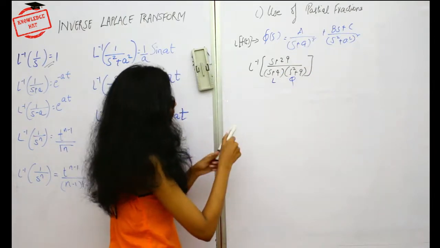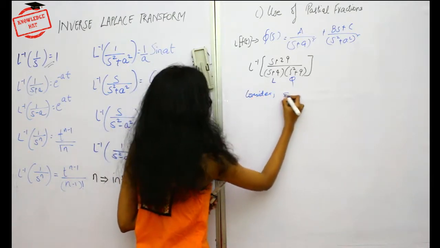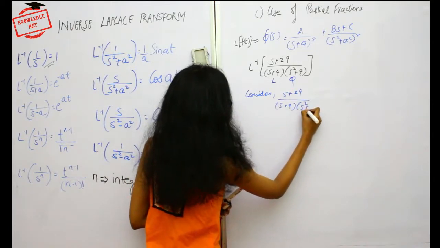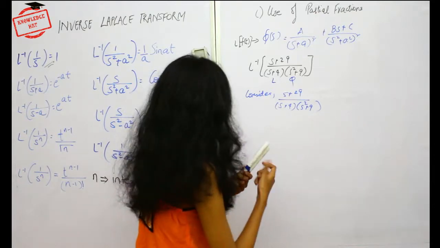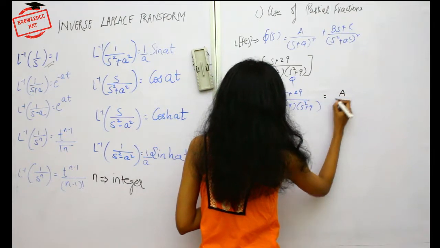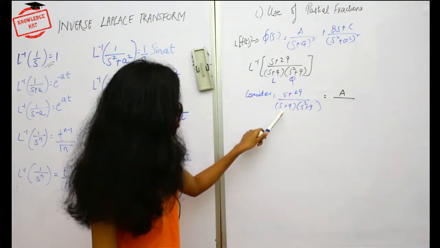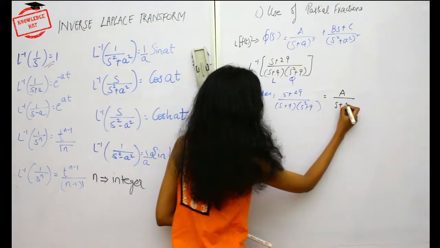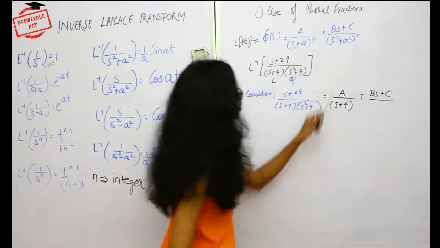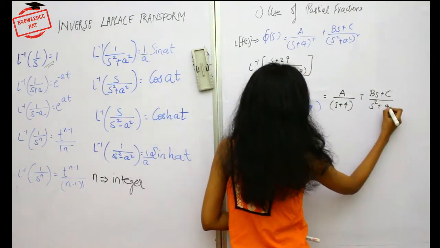Okay, so let's first consider (s plus 29) upon (s plus 4) into (s square plus 9). So how will I express this in terms of partial fractions? As A upon (s plus a) the whole raised to r. So s plus a is what? Linear term is what? s plus 4. So A upon (s plus 4) plus (bs plus c) upon the quadratic term, which is s square plus a square. So here it is s square plus 9, right?